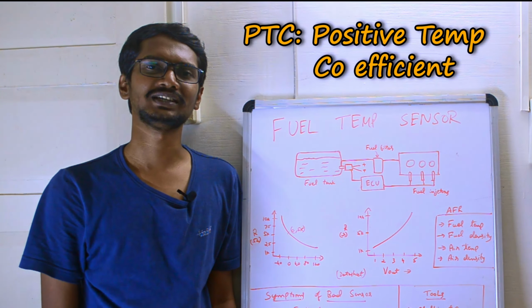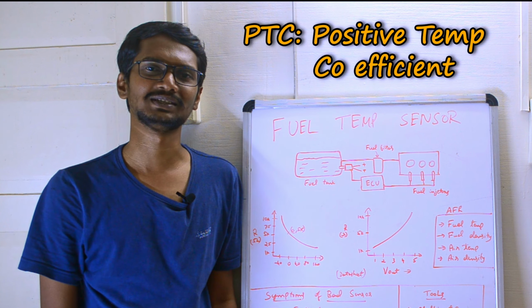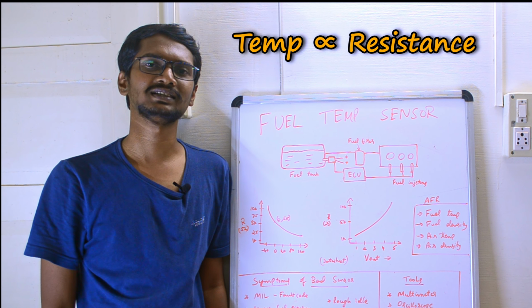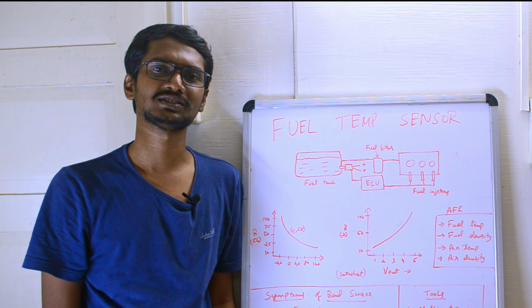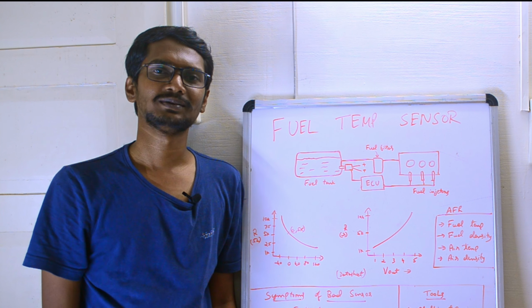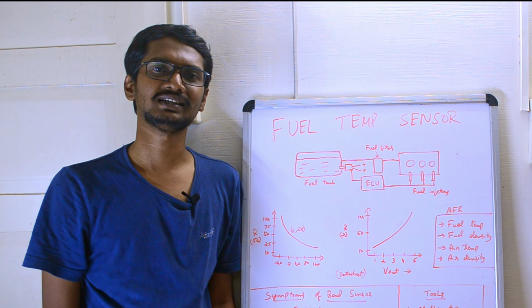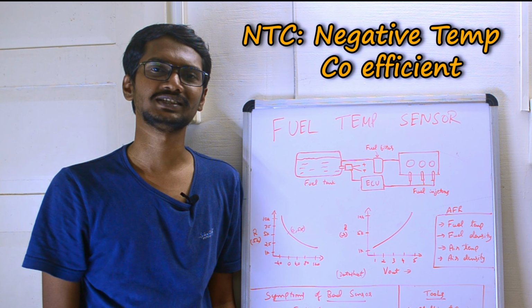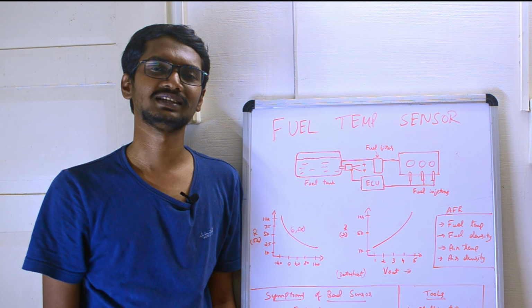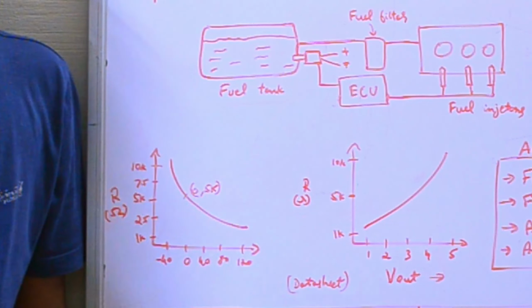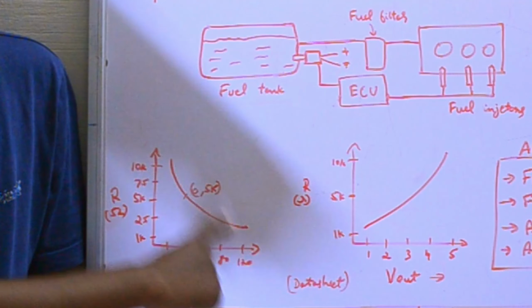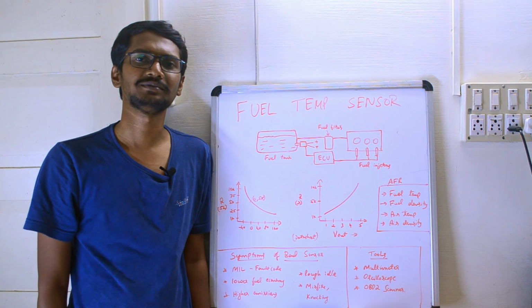PTC is positive temperature coefficient thermistor. That is, temperature and the resistance are directly proportional to each other. That means as the temperature increases, the resistance also increases and vice versa. When it comes to NTC, it is negative temperature coefficient thermistor. That is, the temperature and the resistance are inversely proportional to each other. As the temperature increases, the resistance decreases and vice versa.